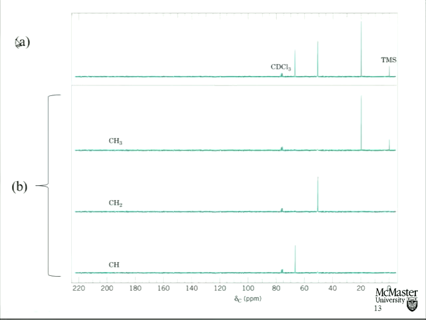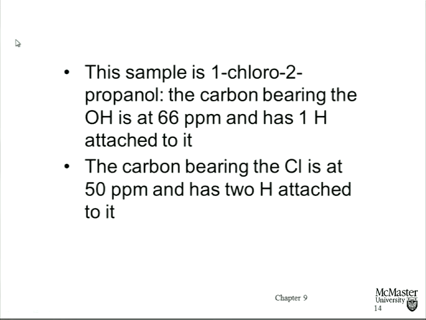Okay, so we'll just draw it up here. CH3. There's a CH bearing the OH, and there's a CH2 bearing the Cl. Okay? So the carbon NMR alone didn't tell us the structure, but by playing magnetic billiards, we can sort the spectra to tell us which ones are methyls, methylenes, or methynes. So this sample is 1-chloro-2-propanol, the carbon bearing the OH, and so on.